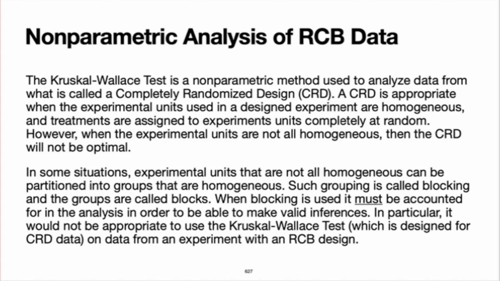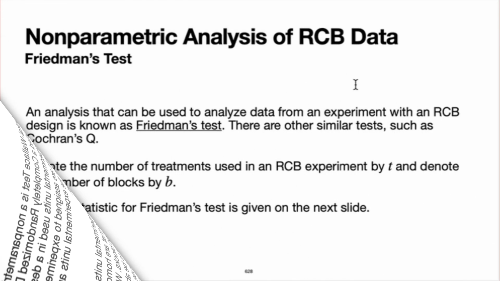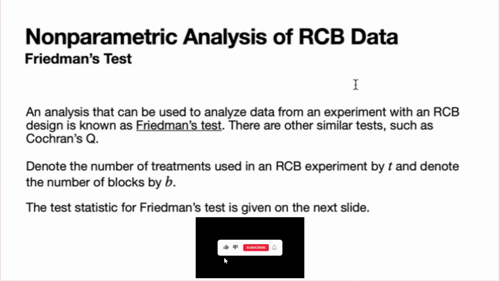In particular, it would not be appropriate to use the Kruskal-Wallis test that we've seen before, which is designed for CRD, or completely randomized design, data, on data from an experiment that has an RCB, or randomized complete block design. An analysis that can be used to analyze data from an experiment with an RCB design is known as Friedman's test.